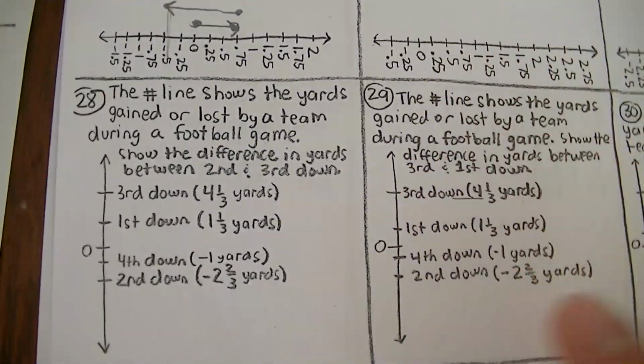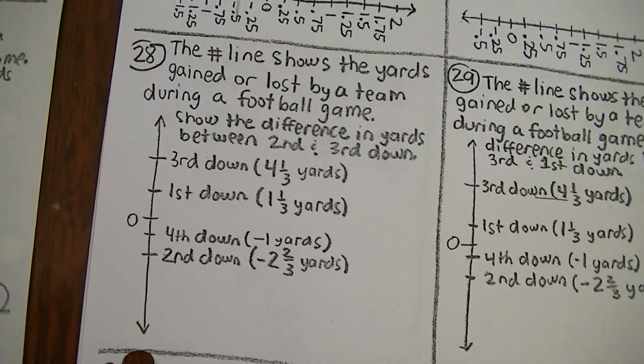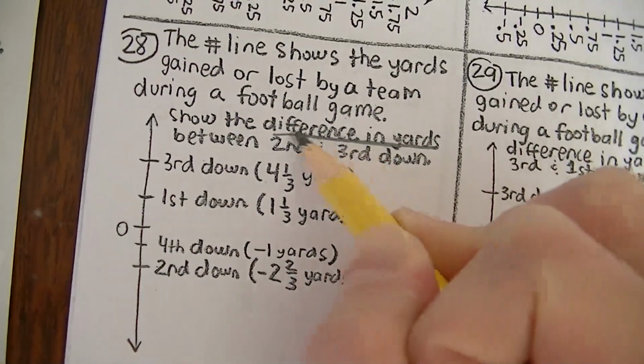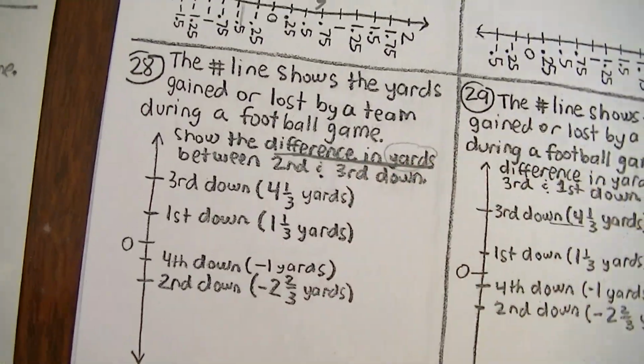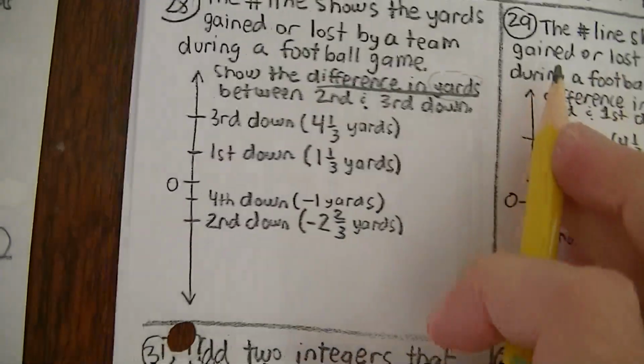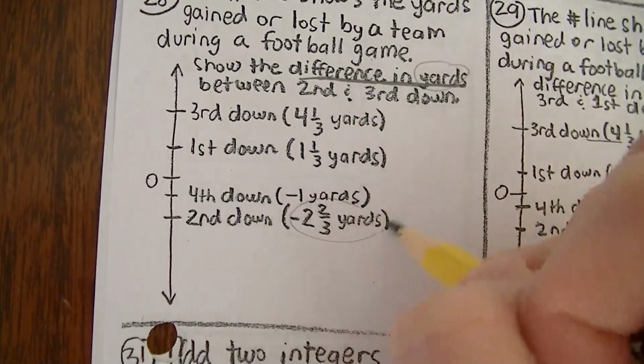Again, do the next two. Pause the video, do the next two. The number line shows the yards gained or lost by a team during a football game. Show the difference in yards. So this is a distance. I'm finding the distance, the difference in yards between second and third down.